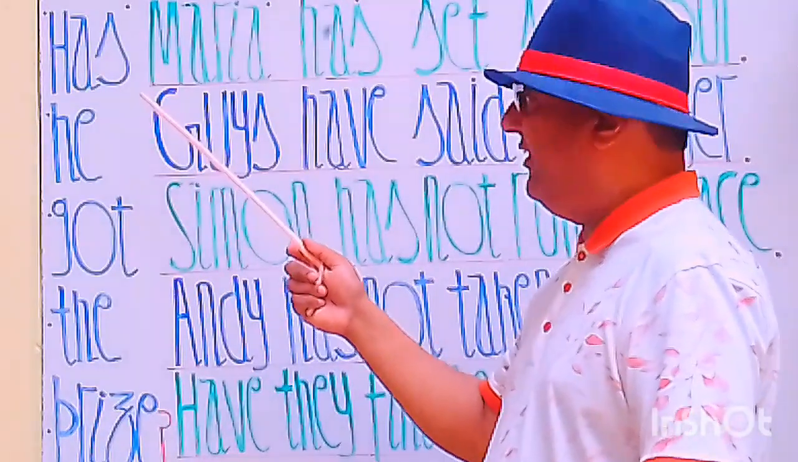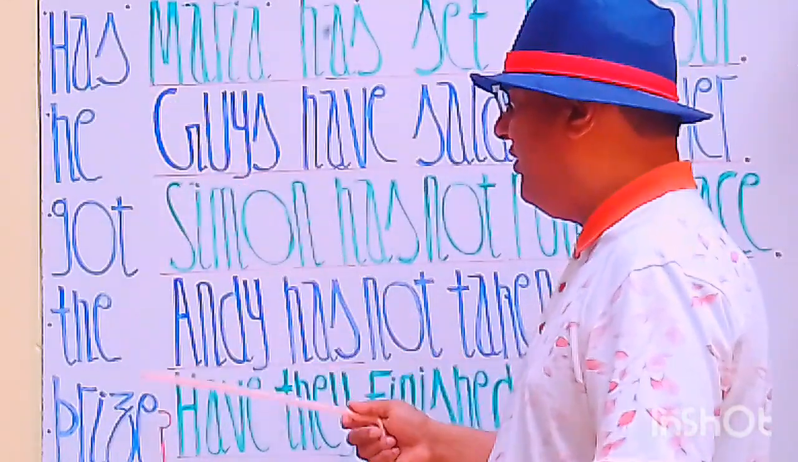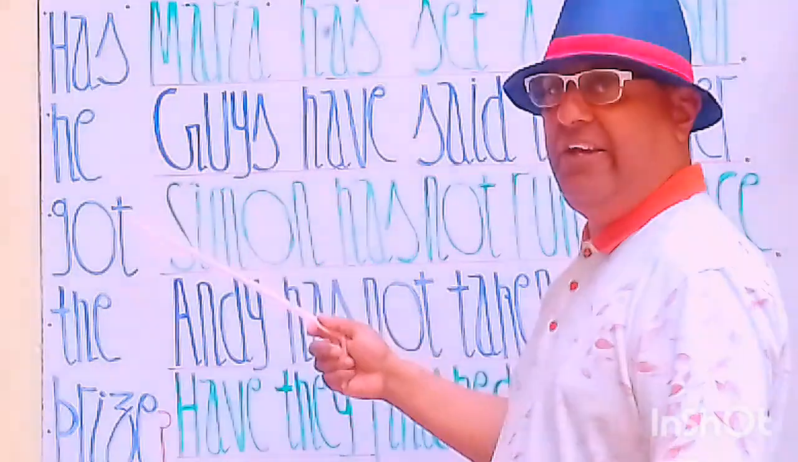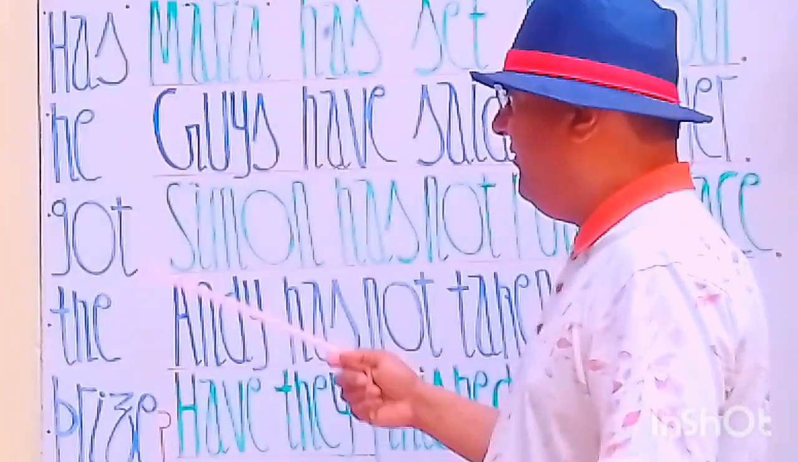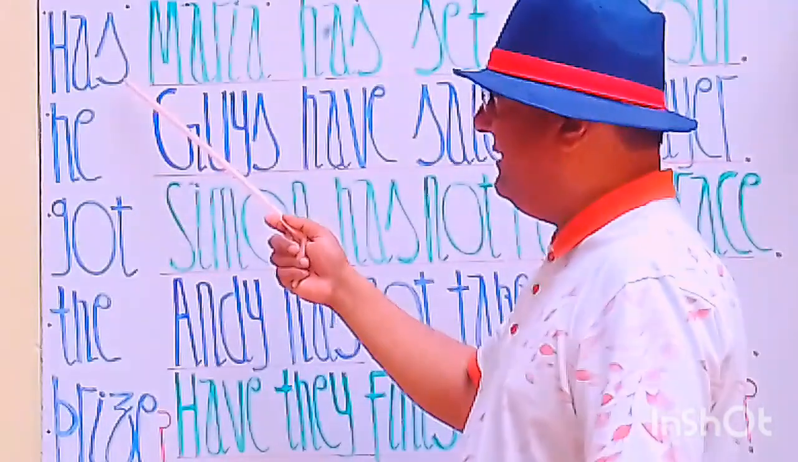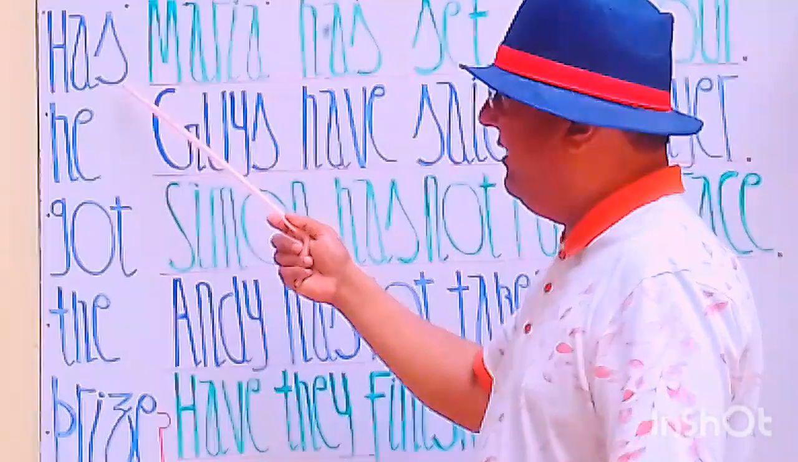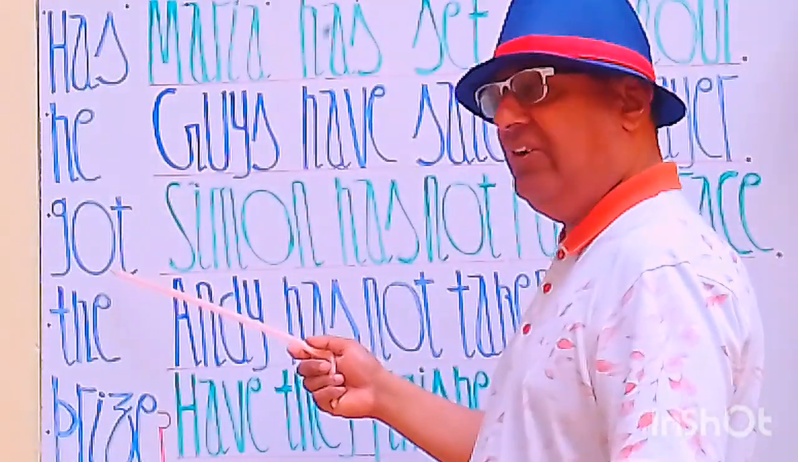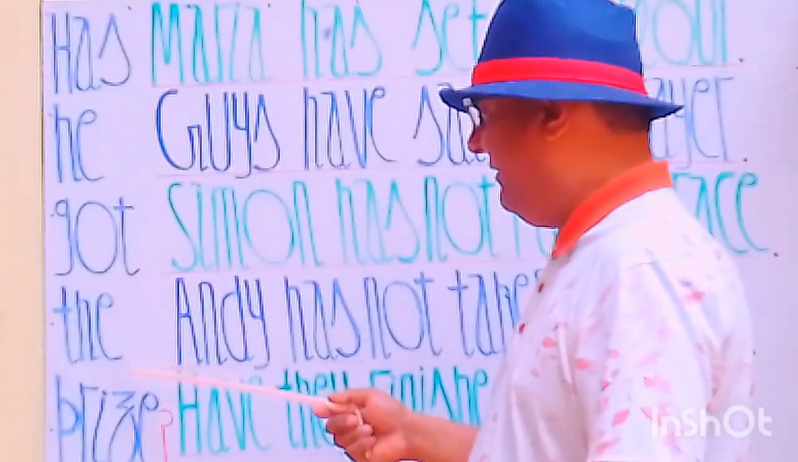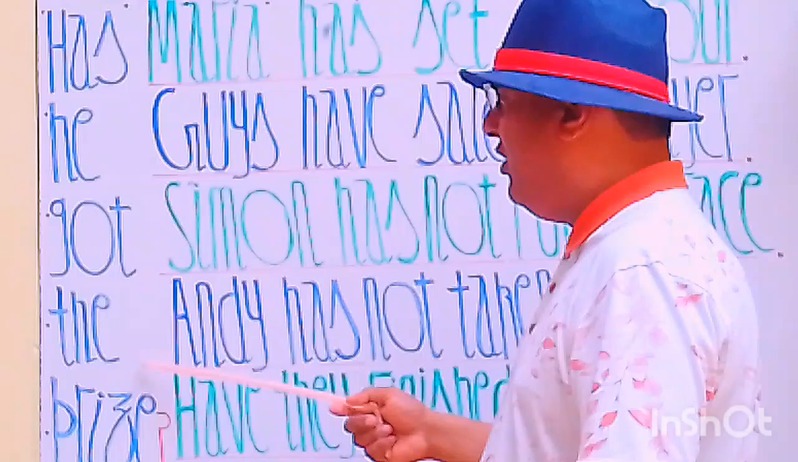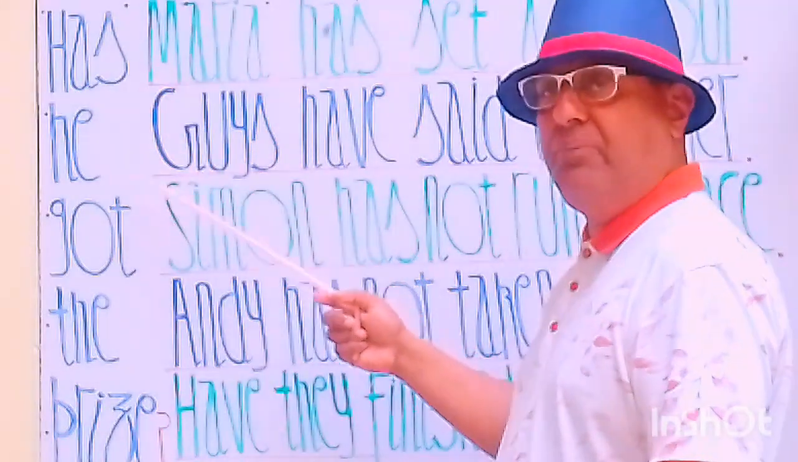Next one is Has he got the prize? Interrogative sign. This is another interrogative statement. And has helping verb is in the start. He is a pronoun and a subject. Got is the third verb form of get. And the prize is an object. Interrogative sign. Has he got the prize?